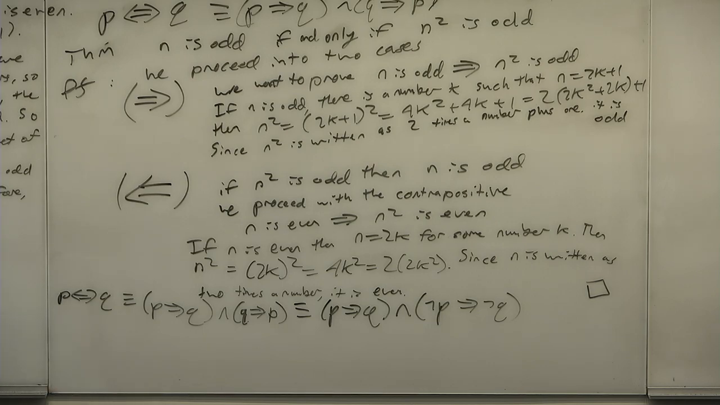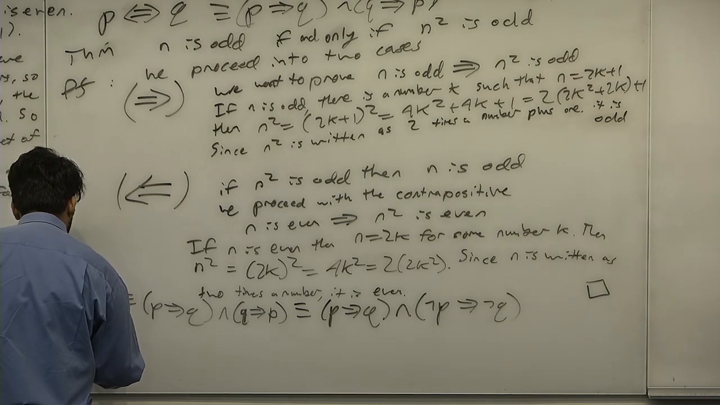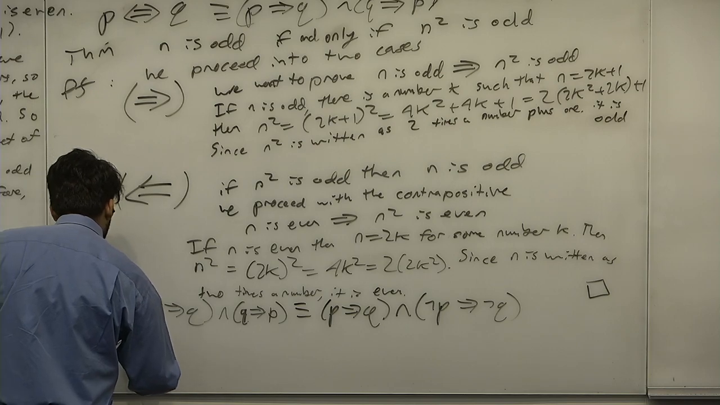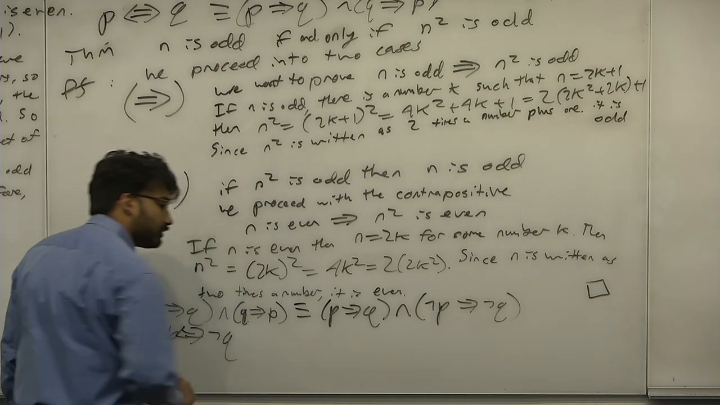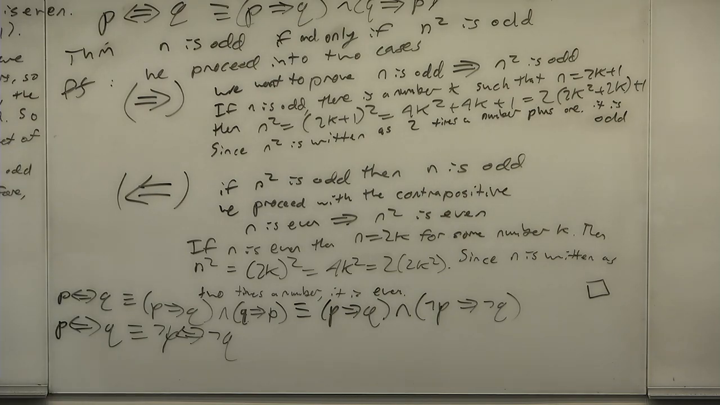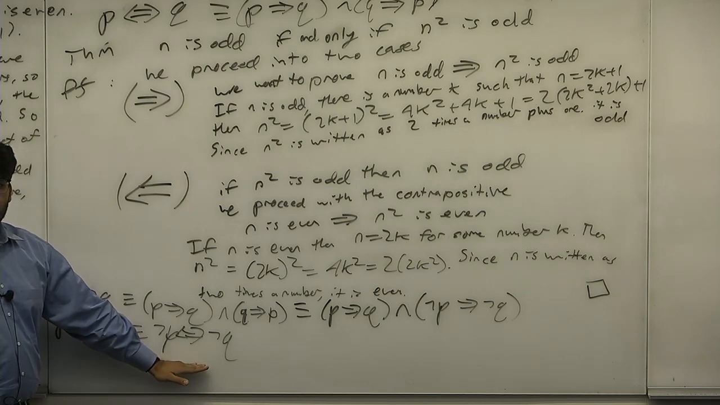Second thing is we get an immediate corollary. You know that P if and only if Q is equivalent to not P if and only if not Q. So let's take the actual theorem, which says N is odd if and only if N squared is odd. What is the not P if and only if not Q?